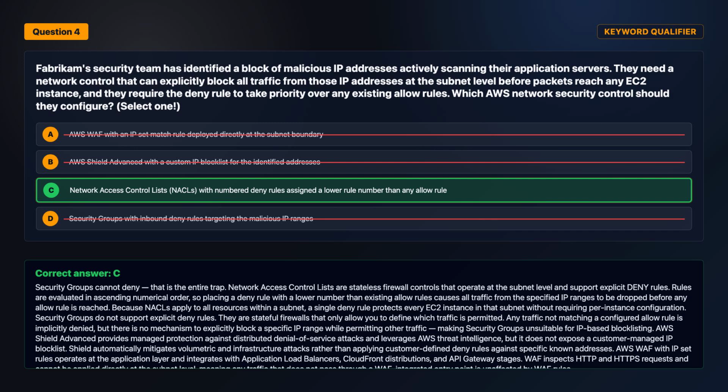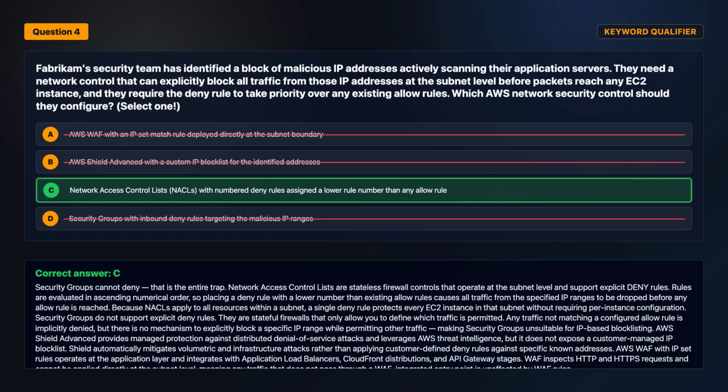AWS Shield Advanced provides managed protection against distributed denial of service attacks and leverages AWS threat intelligence, but it does not expose a customer-managed IP blocklist. Shield automatically mitigates volumetric and infrastructure attacks rather than applying customer-defined deny rules against specific known addresses.